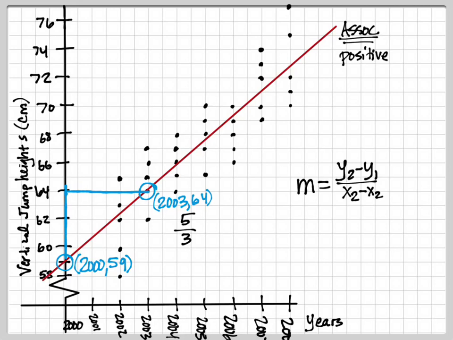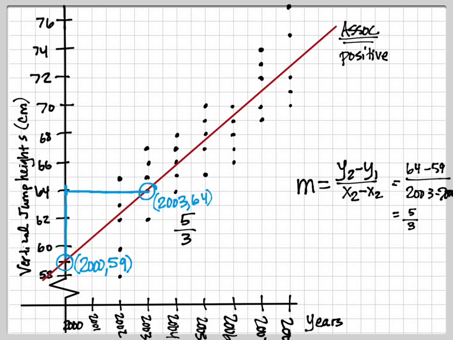y is the y-axis. It's my heights, right? x is my x-axis. It's my years. So my years are on the bottom, 2003 minus 2000. My heights are on top. It was 64 minus 59. So I'll end up with the same 5 over 3, but from an algebra perspective instead of from a graphical perspective.